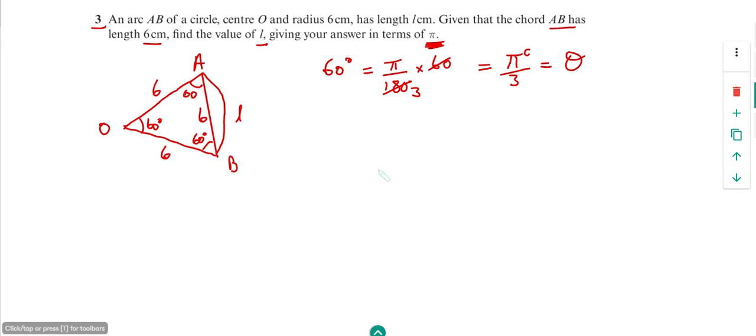And so now we're just going to go to the formula that we've got for arc length, and we know that L is equal to theta r. So all we're going to do is now substitute in these values that we've got. We've got theta is pi by 3, and we've got that the radius is 6. So I'm just going to tidy that up, just cancel there. That makes it a 2, so it's equal to 2 pi.